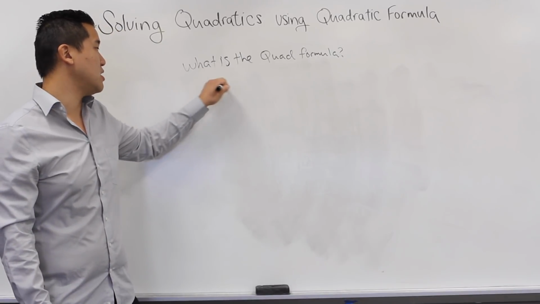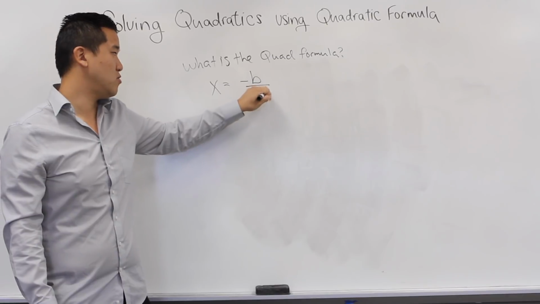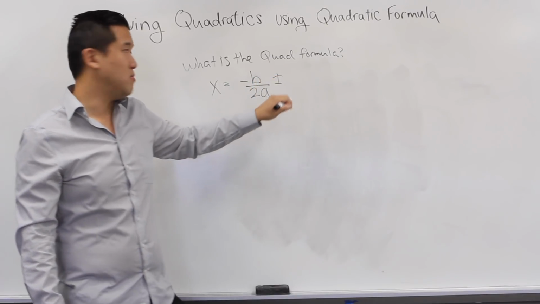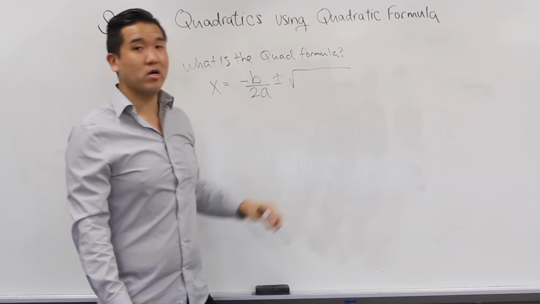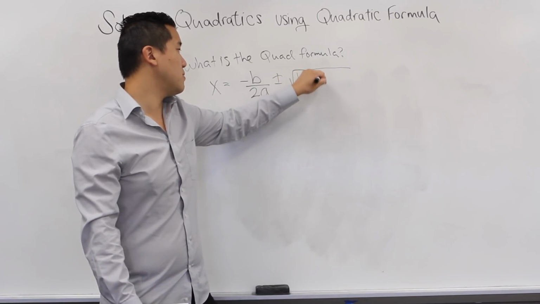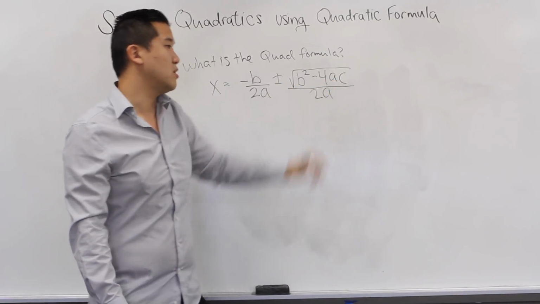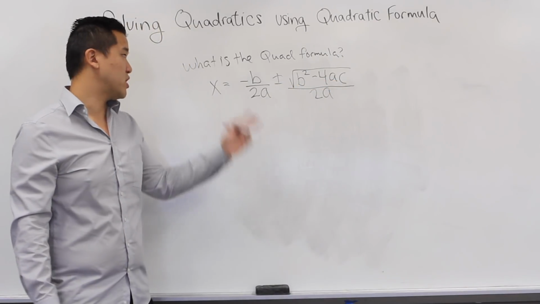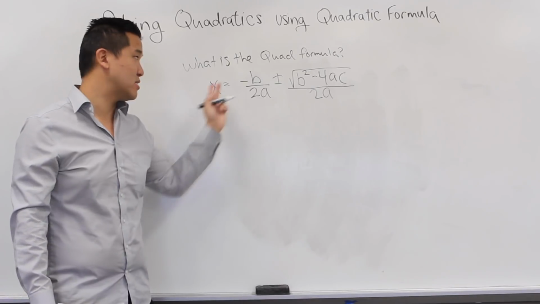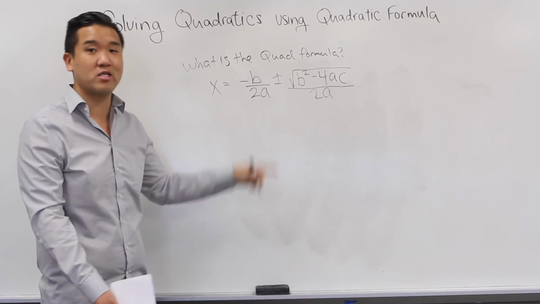Repeat with me. X equals what? Negative b over 2a, good. Plus or minus square root of, what goes inside? What's the discriminant? B squared minus 4ac, all over 2a. Alright, so make sure you have this. You mess this up and the whole problem is messed up, so make sure you memorize this. This is your first step.